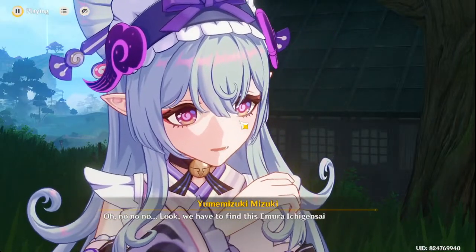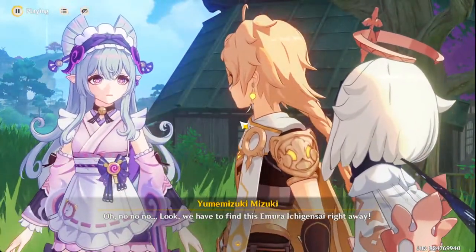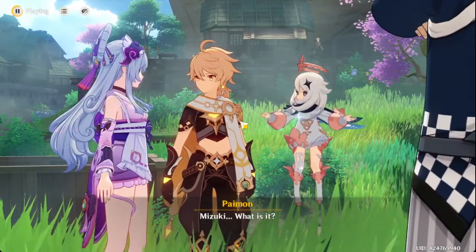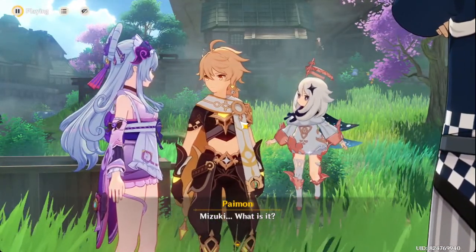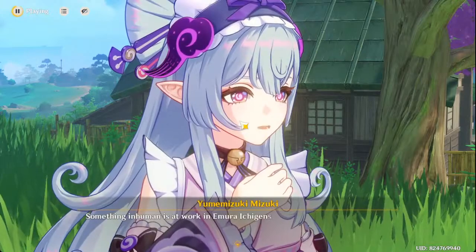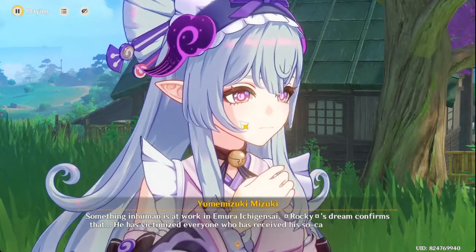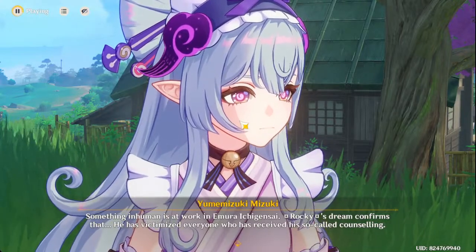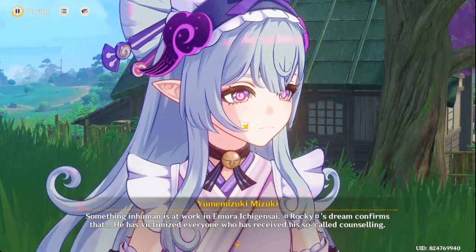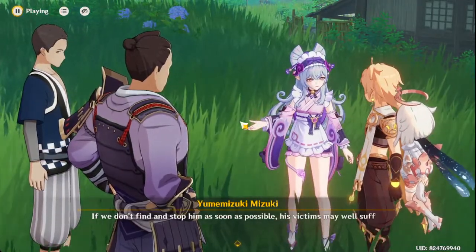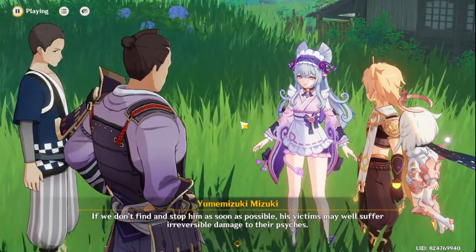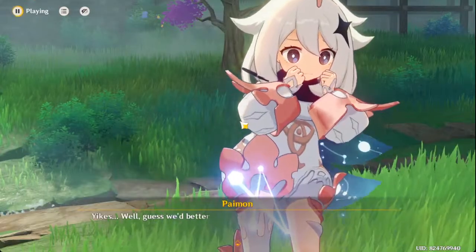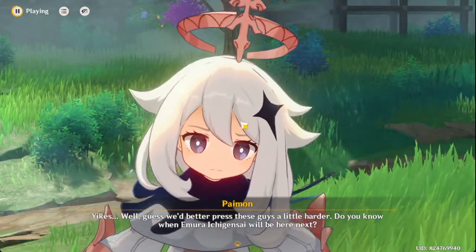Oh, no. Look, we have to find this Emura Ichigensai right away. Mizuki, what is it? Something inhuman is at work in Emura Ichigensai. The Traveler's dream confirms that. He has victimized everyone who has received his so-called counseling. If we don't find and stop him as soon as possible, his victims may well suffer irreversible damage to their psyches. Yikes! Well, guess we better press these guys a little harder.